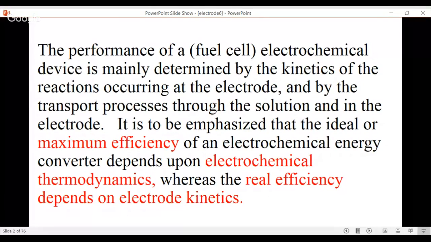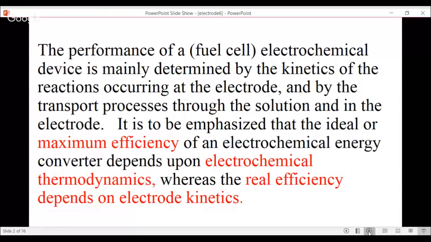So the real efficiency of an electrochemical energy conversion device is controlled by the electrode kinetics, the rate of the reaction taking place at the electrode. Whereas if I have an ideal electrode, all the rates will be the maximum, and the maximum efficiency will correspond to the electrochemical thermodynamics, or the free energy of the reaction.